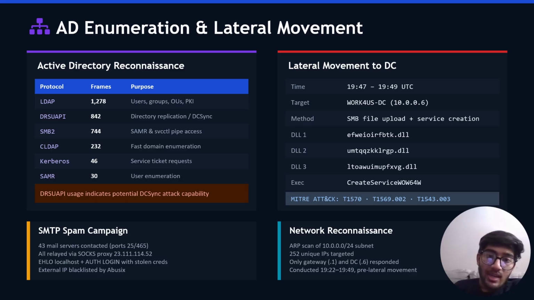On the right-hand side, the lateral movement details: three randomly named DLLs were uploaded via SMB to the domain controller, and a service was created using CreateService WOW64 to execute them. The MITRE ATT&CK mapping covers lateral tool transfer and service creation. At the bottom, the spam campaign contacted 43 mail servers using stolen credentials, while ARP reconnaissance scanned all 252 addresses in the subnet. Only the gateway and the DC responded, which is what directed the attacker towards the DC.